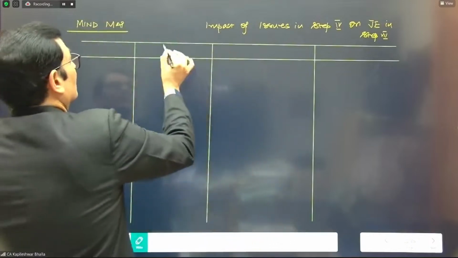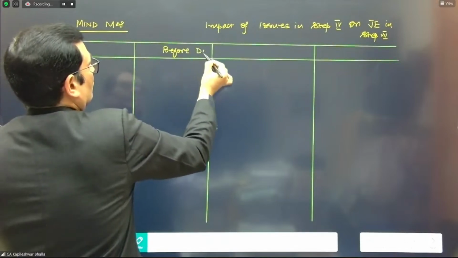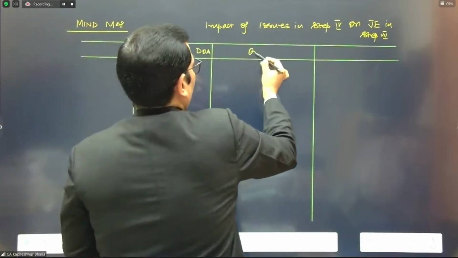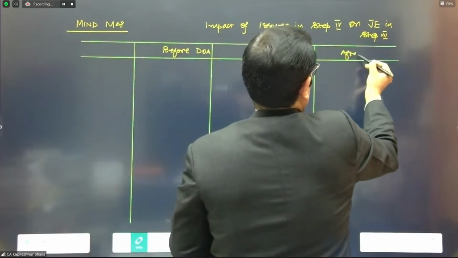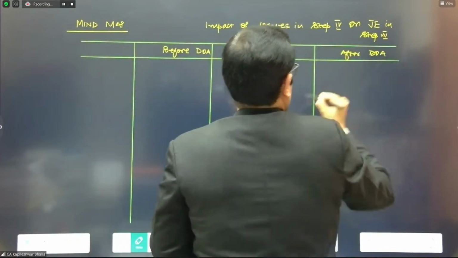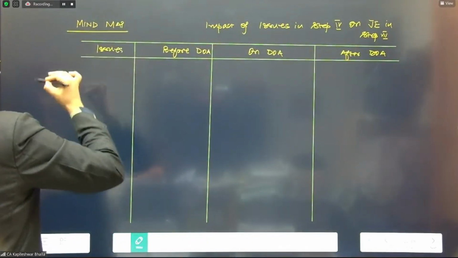So we're looking at before date of acquisition. We're looking at on date of acquisition. And we're looking at after date of acquisition. And we're looking at the issues. So let's make a list of the issues.